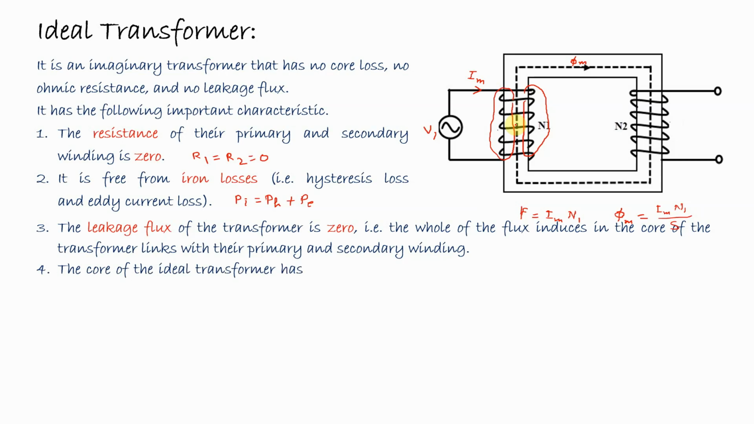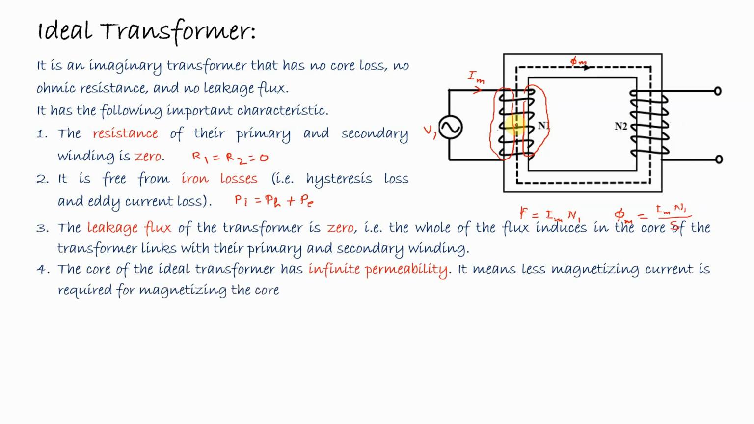The next point is that the core of the ideal transformer should have infinite permeability. It means less magnetizing current is required for magnetizing the core. If the permeability is very high, infinite, then the amount of current required to produce the mutual flux is very, very small. It is almost negligible.